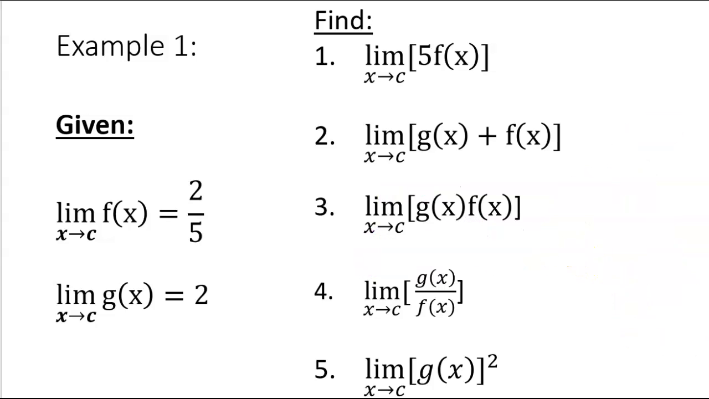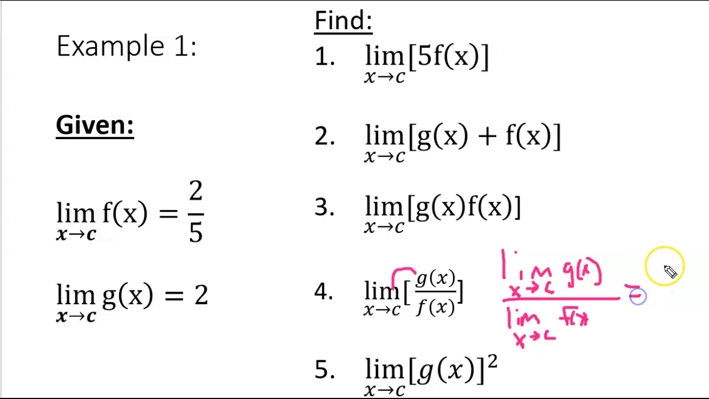All right, let's go ahead and take a look at number 4. We're going to take the limit of g as x approaches c. We're going to take the limit of f as x approaches c. And so we end up with the limit of g being 2 and the limit of f being 2/5. And as you guys know, we don't like to leave our answers like this, so we would multiply the top and the bottom by 5 to cancel out that 5 on the bottom, and we end up with 10/2, which is 5. Final answer.